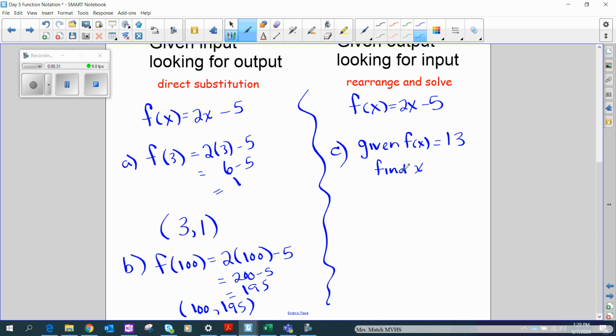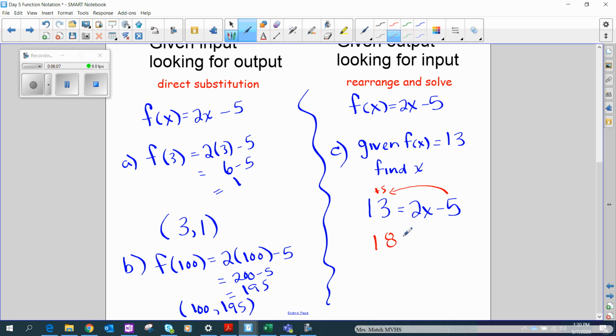This one's a little bit more work, and they kind of word it like this. They'll say f at x is equal to some number. Or they might use other letters, like if they're talking about height and time, they might say h at t. So here we're going to find x. This time we know that the answer is 13, just like the very first slide I had. Now we need to do a solve. So I'm going to bring my 5 over to the other side. It's going to become a plus 5 when it comes over to the other side.